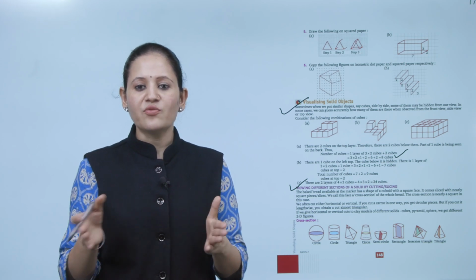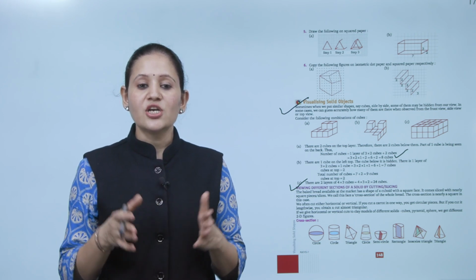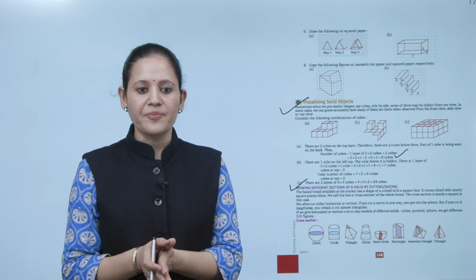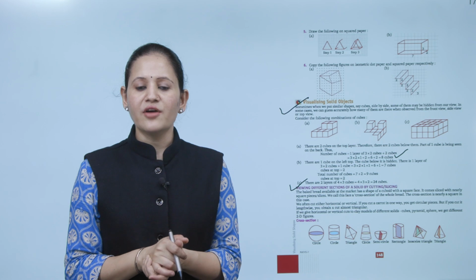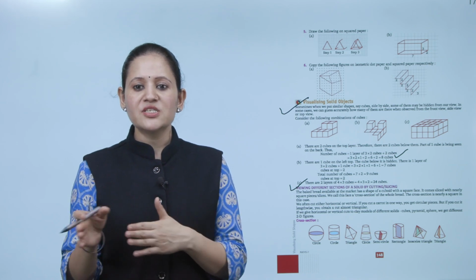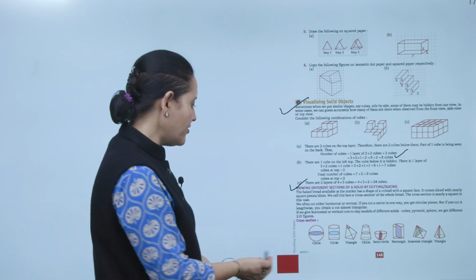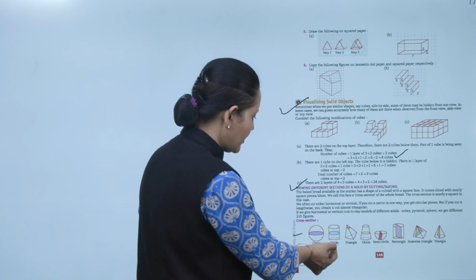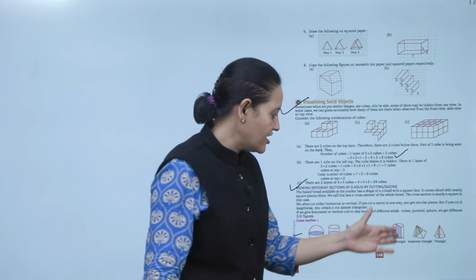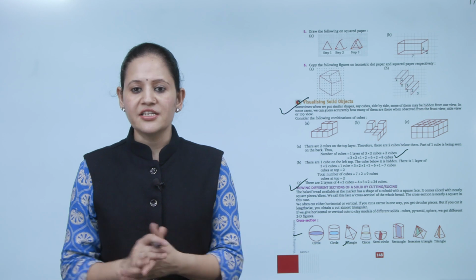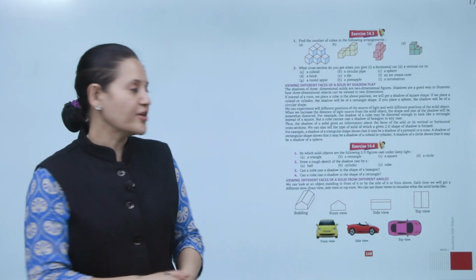If you cut a carrot in one way, you get a circular piece, but if you cut it lengthwise, you obtain an almost triangular cut. If we give horizontal or vertical cuts to a clay model of different solids, cubes, pyramid, sphere, we get different 2D figures. So here the cross sections of circle, triangle, semicircle, rectangle, isosceles triangles and triangles are given. Next is exercise 14.3.